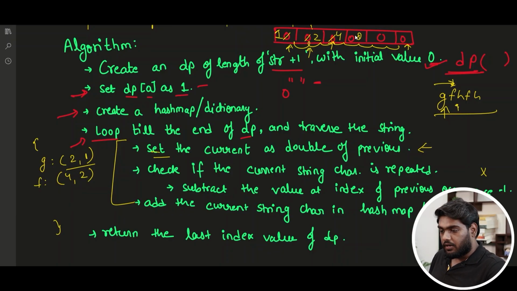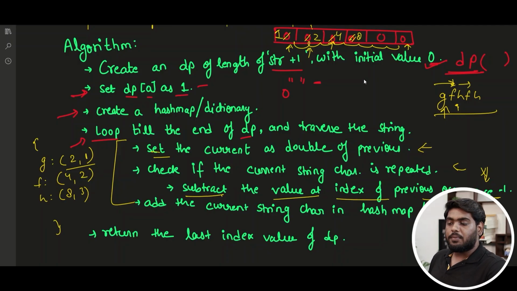Then when we encounter H, the same thing will happen. I'll double it and put it here, and now H will be created with value 8, and index 3, correct? Now I have this F again. I'll check in my hash map, and this time we'll go inside this if. Once we go inside this if, we have to subtract the value at the index of previous occurrence minus 1.